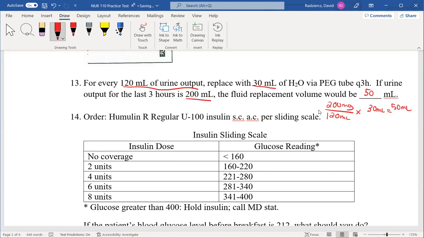The other thing is just to think through the question. Sometimes you might get a situation where it says for every 120 lost, replace with 30, but they only lost 100. Well, then your answer is going to be less than 30. But if it's more than 120, then you know the number is going to be greater than 30. So just use that in case you put these numbers in some other order. That should help you out at least with getting a range of what the volume replacement should actually be. And then again, just practice.